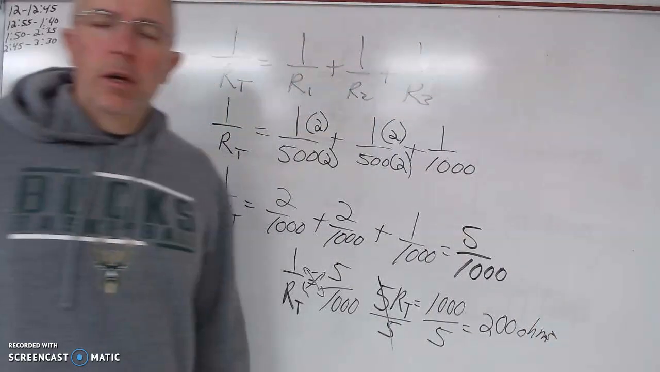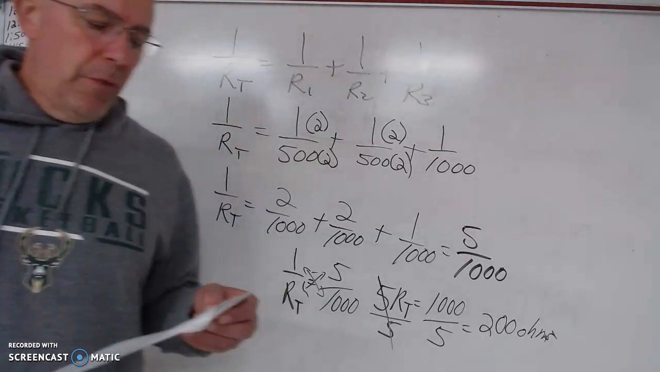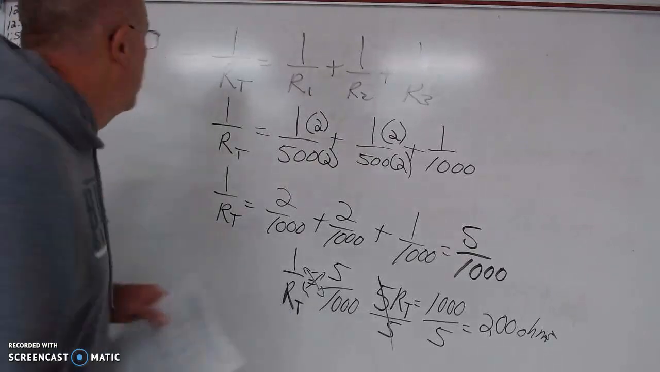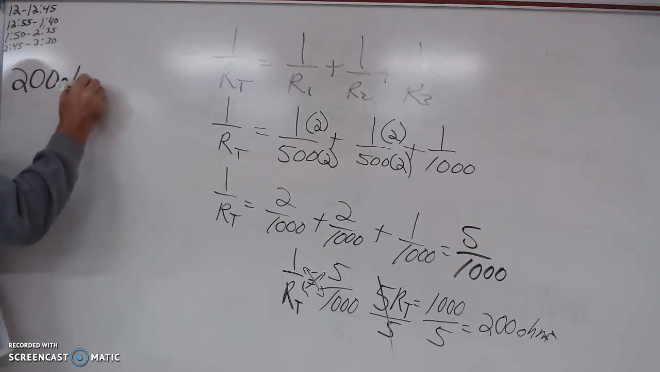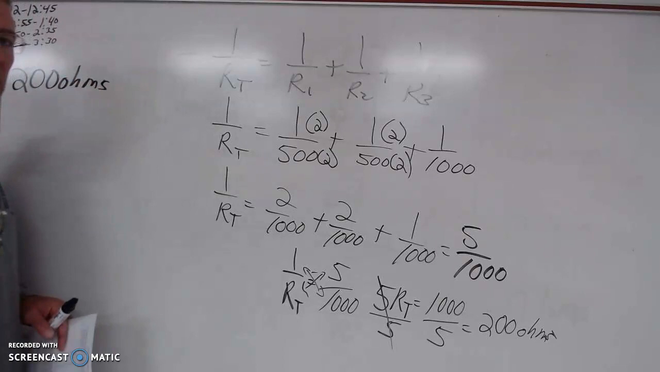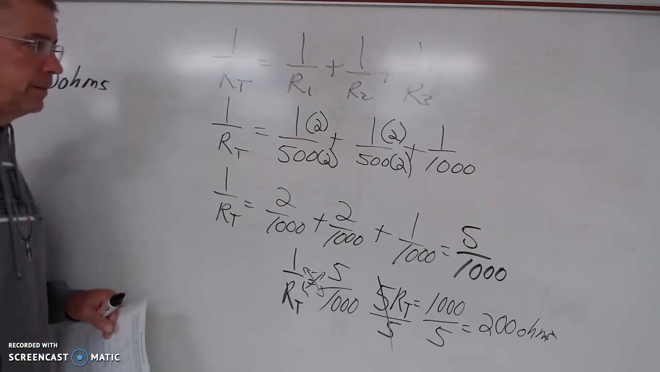So in that first blank spot on that table, total resistance for this first circuit is 200 ohms. So you want to write that in. 200 ohms. I'll leave that up there for a second so you can get a good look. You can pause the video.